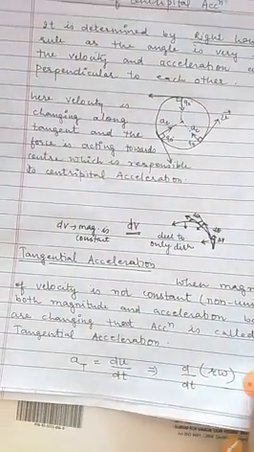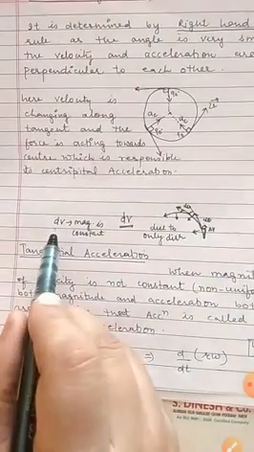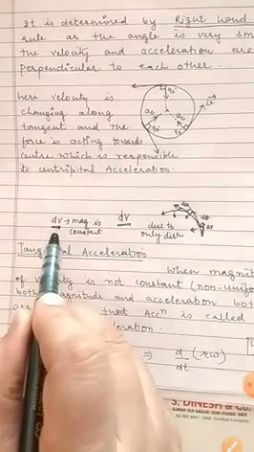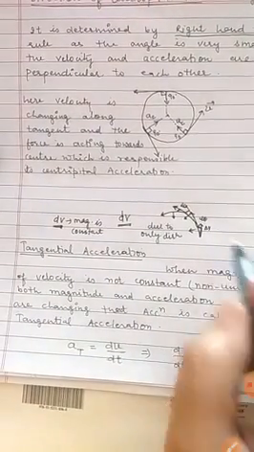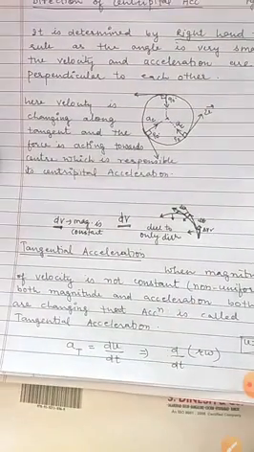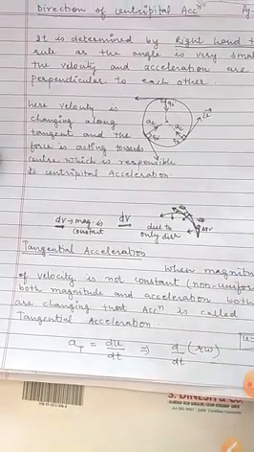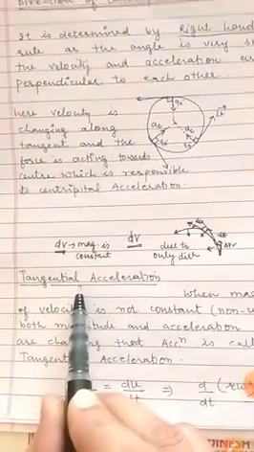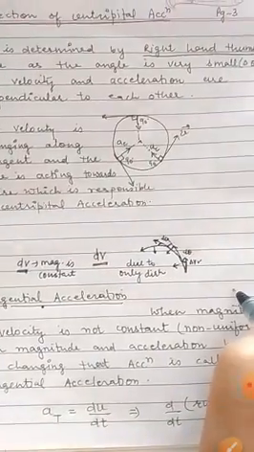Now the question arises: here I have told you the magnitude of velocity is constant but the direction is changing. What will happen if the velocity magnitude is also changing with the direction? That kind of acceleration is known as tangential acceleration. What is that tangential acceleration?